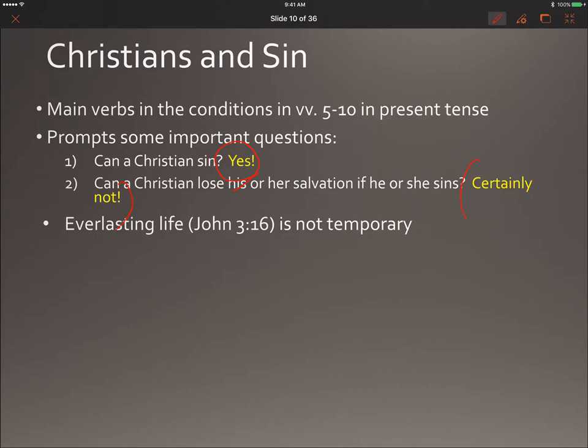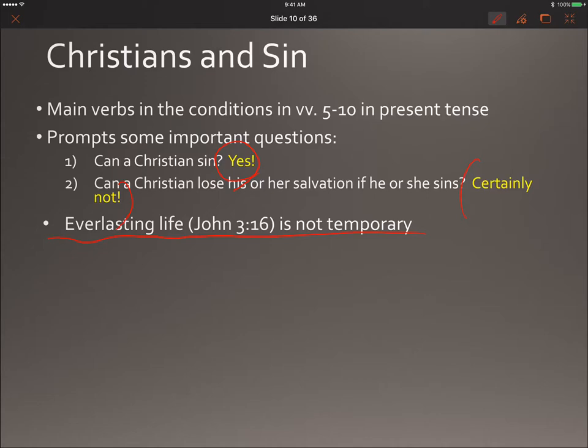Okay? Everlasting life is not temporary. Think about that. Eternal life begins the moment we accept Christ, but if it were to be removed, it would no longer be eternal life, right?